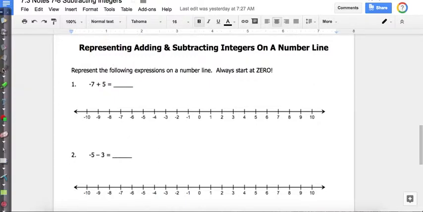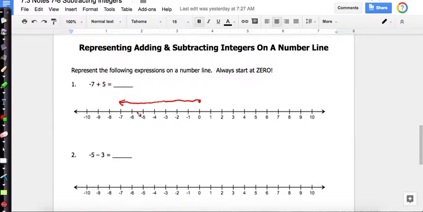So let's take a look at the first one here. It says negative 7 plus 5. So the first number is negative 7. So we're going to start at 0, and we are going to draw an arrow to negative 7. Like that. Okay, now we are adding a positive.